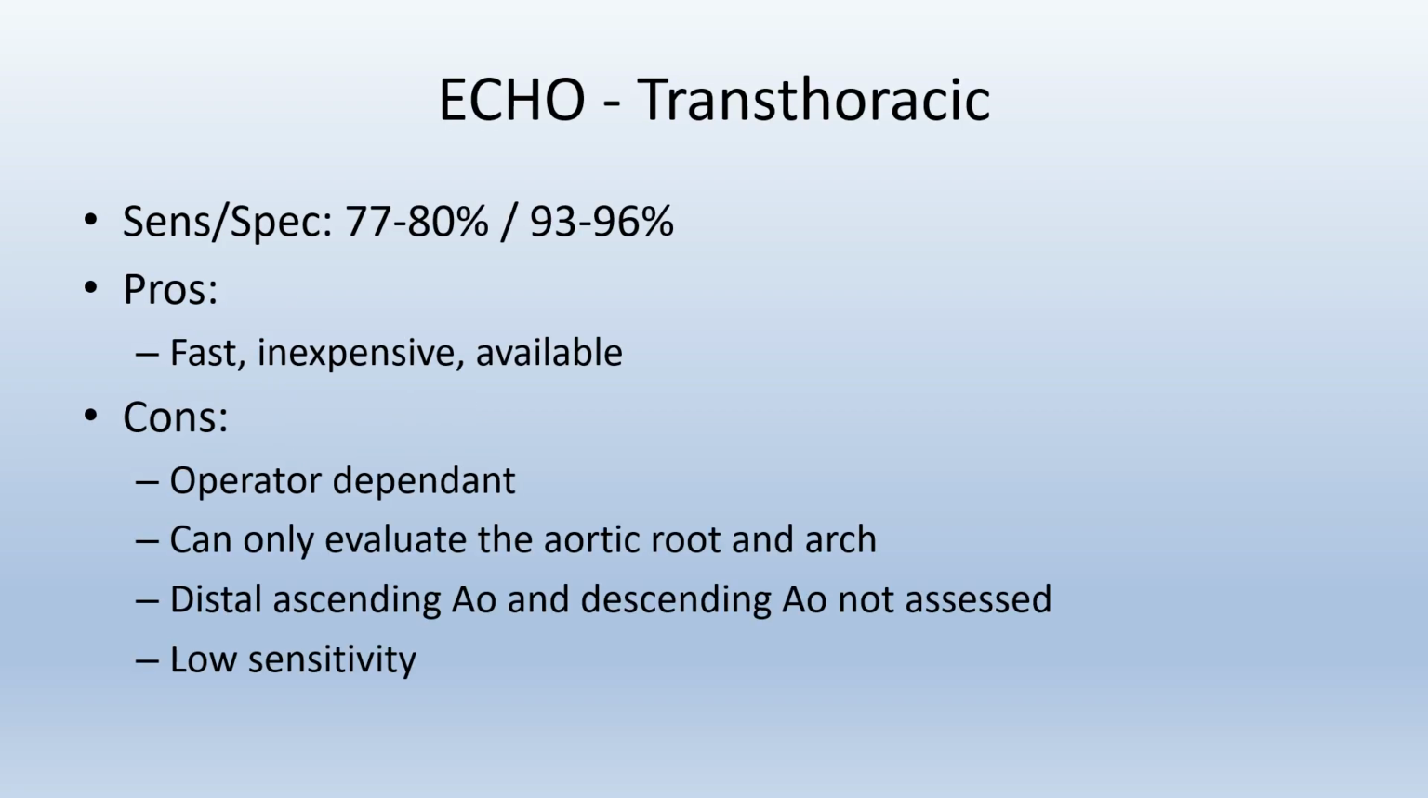Transthoracic echo sensitivity is 77 to 80%, specificity 93 to 96%; it is fast, inexpensive, and available. Cons: operator dependent, can only evaluate the aortic root, arch and distal ascending aorta, and the descending aorta is not assessed. Low sensitivity.